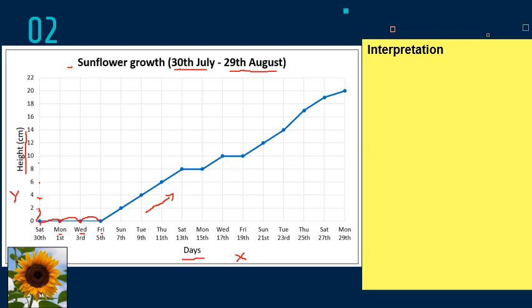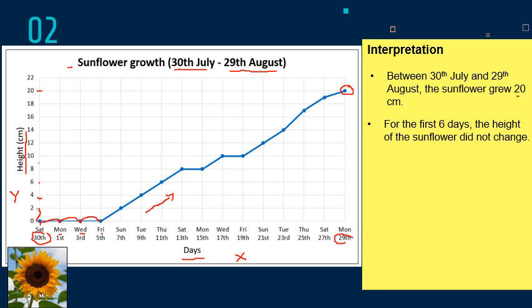Okay, so the first thing I'm going to say here is between the 30th of July and the 29th of August, because that's my start point and my end point, the sunflower grew 20 centimeters. So here, at my endpoint on the 29th of August is 20 centimeters, and it started off at 0, so the difference between 0 and 20 is 20, so it grew to 20 centimeters.